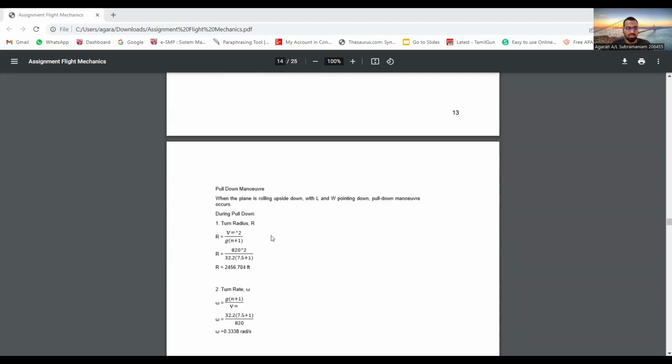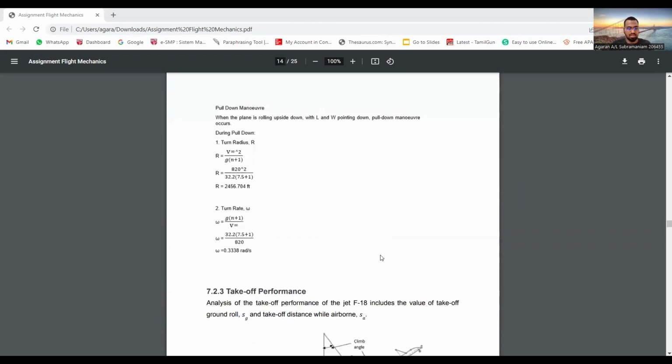And next, let's go to the pull down maneuver. When the plane is rolling upside down with L and W, which is lift and weight, pointing down, the pull down maneuver occurs. Similar to the pull up maneuver, the equations are the same. So now we can just use the equation to solve the turn radius and turn rate.